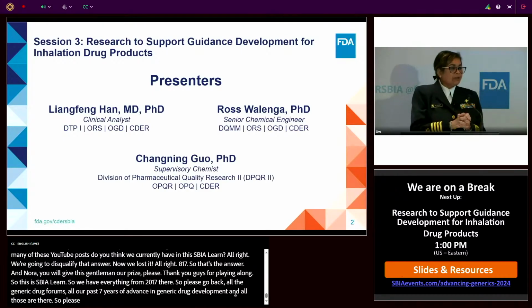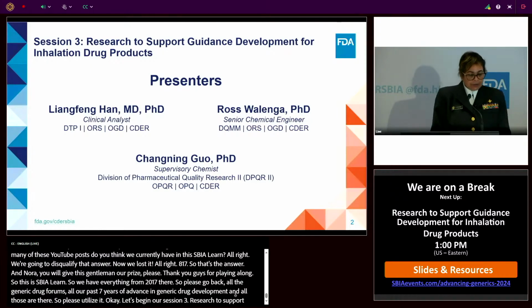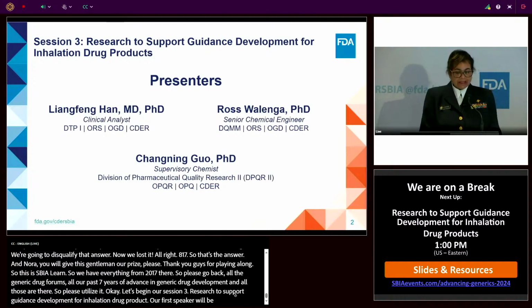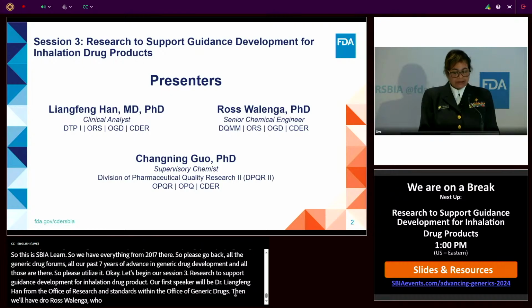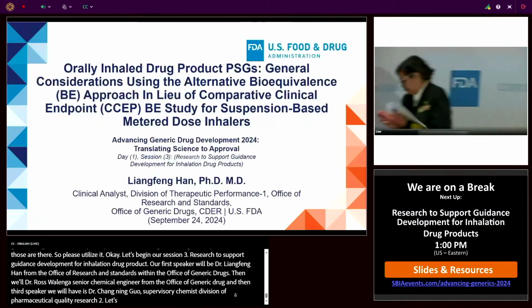Okay, let's begin our session 3, Research to Support Guidance Development for Inhalation Drug Products. Our first speaker will be Dr. Liang Feng Hang, who is a clinical analyst from the Office of Research and Standards within the Office of Generic Drugs. Then we'll have Dr. Ross Wallinger, who is our senior chemical engineer at the Office of Research and Standards within the Office of Generic Drugs. And then the third speaker we will have is Dr. Changnian Guo, who is a supervisory chemist at the Office of Pharmaceutical Quality Research, OPQR, within the Office of Pharmaceutical Quality. So let us welcome our first speaker, Dr. Liang Feng Hang.